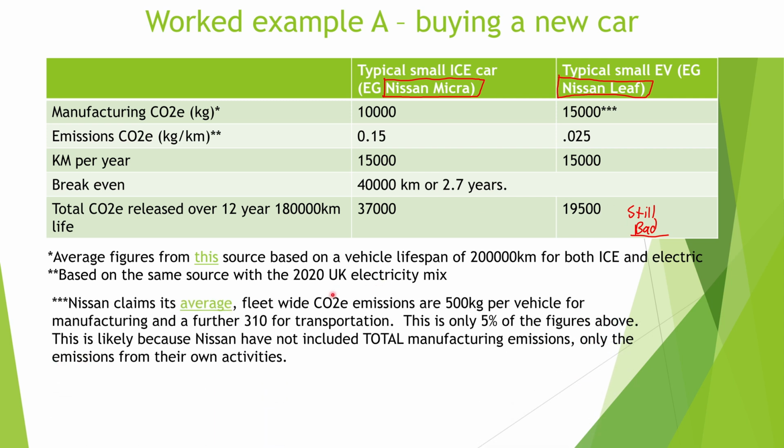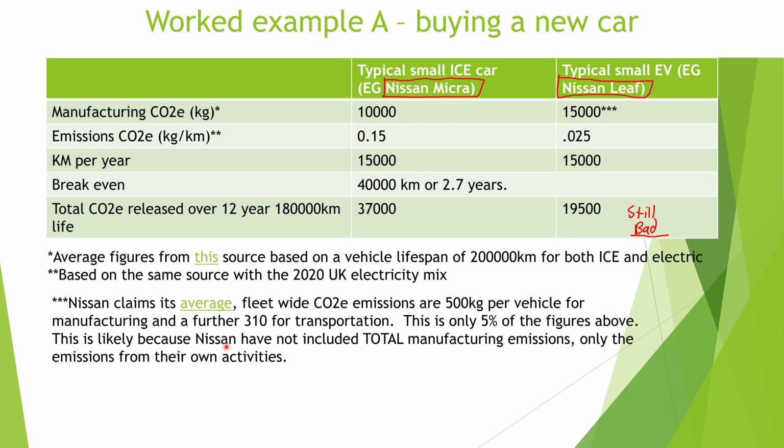I've put a couple of caveats down here, and I'm going to add this at the end, but if you go on Nissan's website and look at this link here, they will tell you that the fleet-wide CO2e emissions are 500 kilograms per vehicle for manufacturing and a further 310 for transportation. Now, if you add those figures up, that's only around 5% of what I've shown you here, where it's 10 and 15 tons. So what am I doing there?